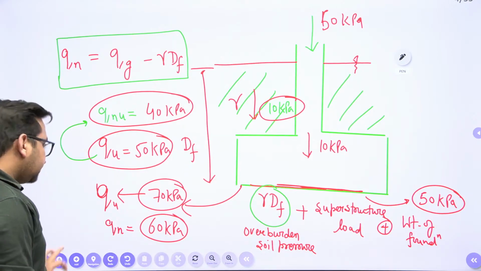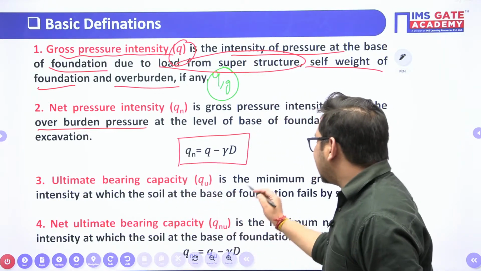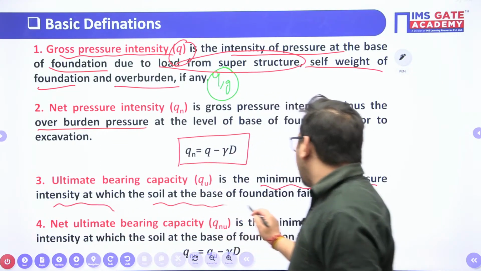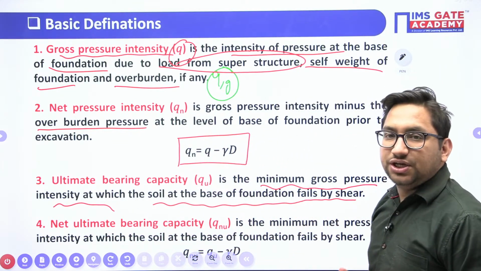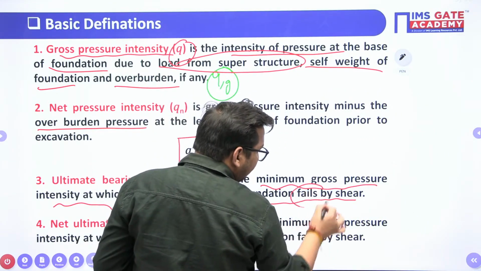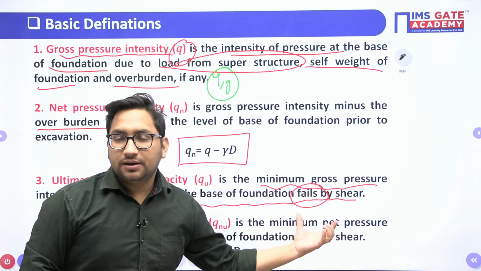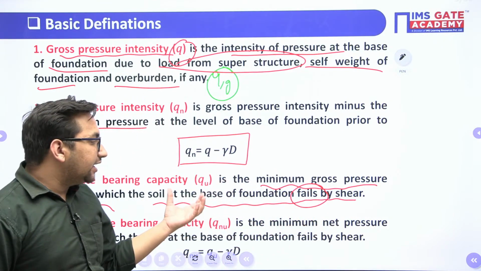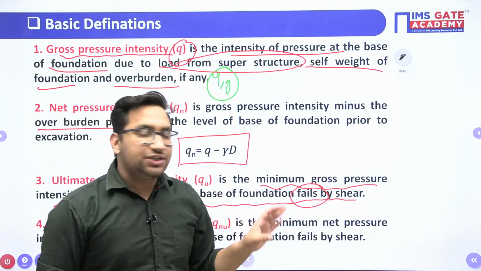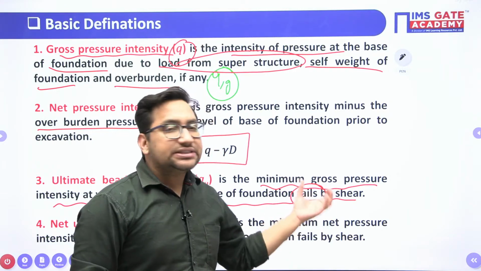Right? So this is what we have discussed. Ultimate bearing capacity is the minimum gross pressure intensity at which the soil at the base of the foundation will fail in shear. You can write this definition in two ways. From the failure point of view, it is the minimum gross pressure value at which your foundation will fail. Whereas from the safety point of view, it will be the maximum gross pressure value at which your foundation will remain safe in shear.